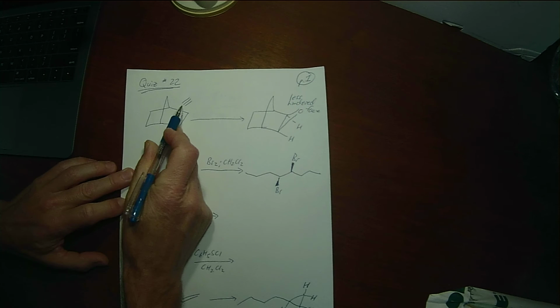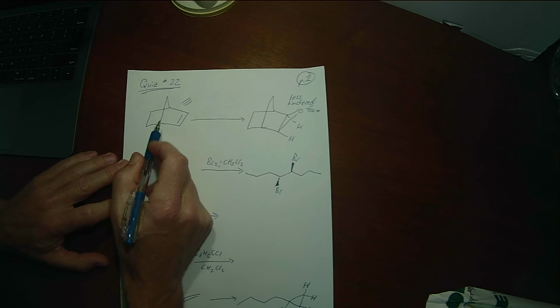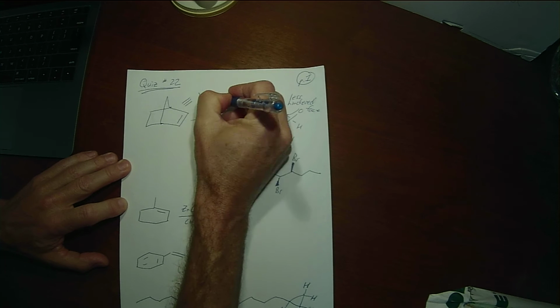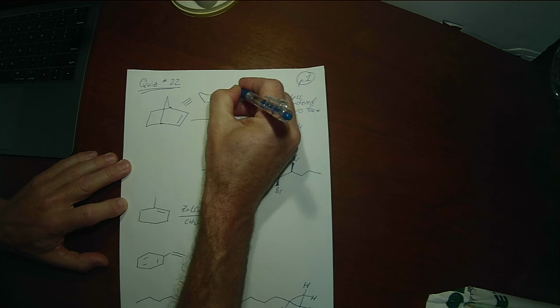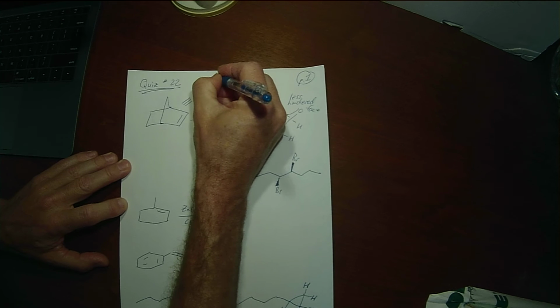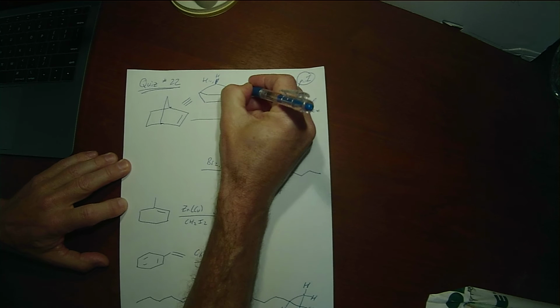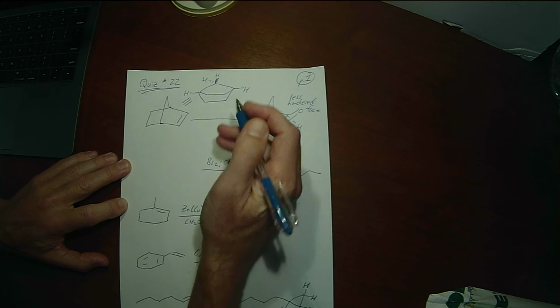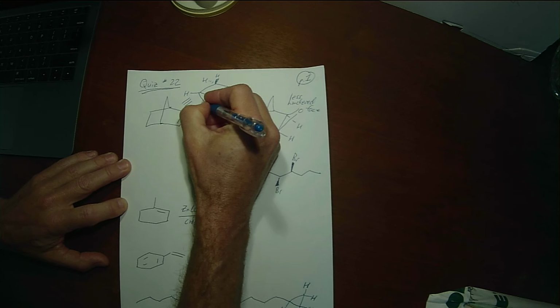You can actually redraw this. This is really a boat cyclohexane, where these are the two ends of the boat. So another way of looking at that same structure would be like this. And we avoid the transannular strain by having the two ends actually connected by a carbon. But there's still the eclipsing strain.